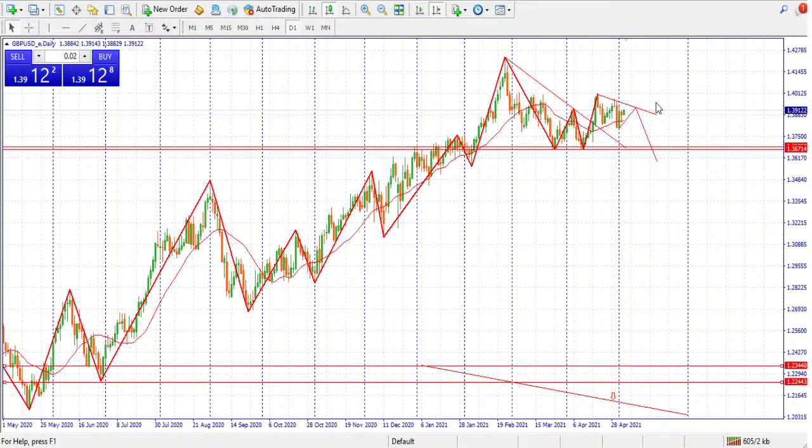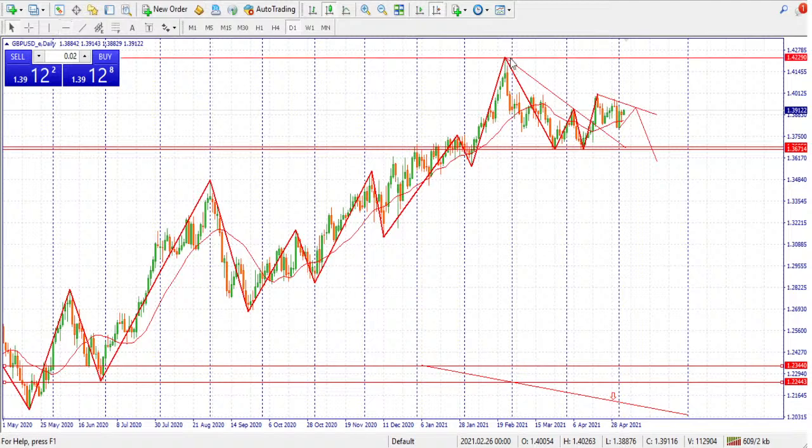In case the price breaks beyond this level, expect a continuation to the upper side, at least up to this point, around 1.42290. So we want to see a break above, a pullback, and then a continuation up to 1.422.